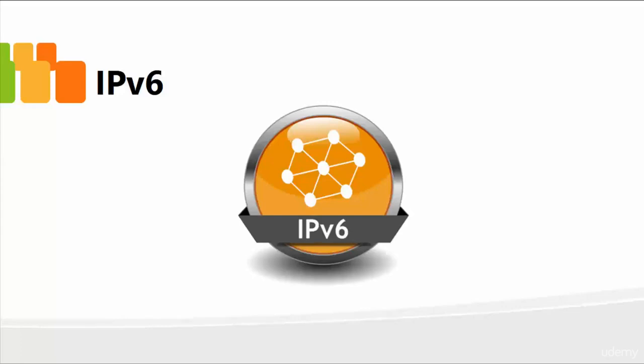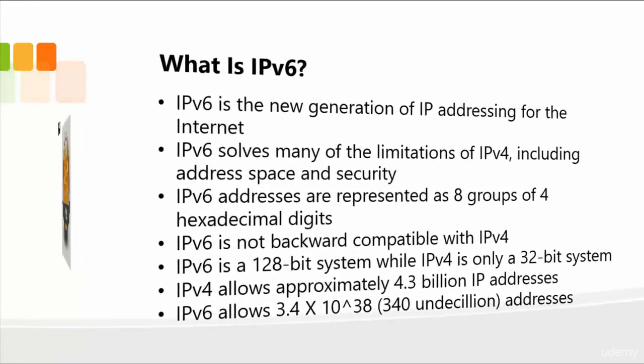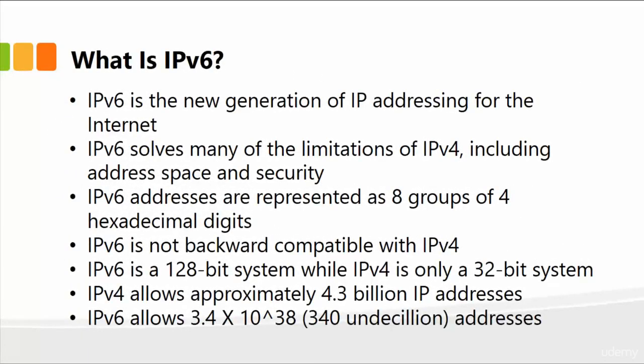In this lesson, I'm going to talk about and also show you what IP version 6 is all about. So what is Internet Protocol version 6? It's basically a new generation of IP addressing for the Internet. IP version 6 solves many of the limitations of IPv4, and one of the main limitations is the fact that IP version 4 addresses are running out. So that's one of the main reasons why they came up with IP version 6.